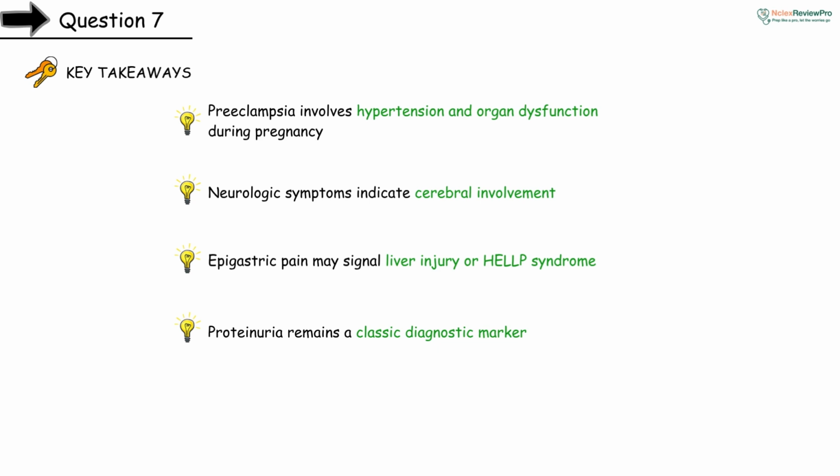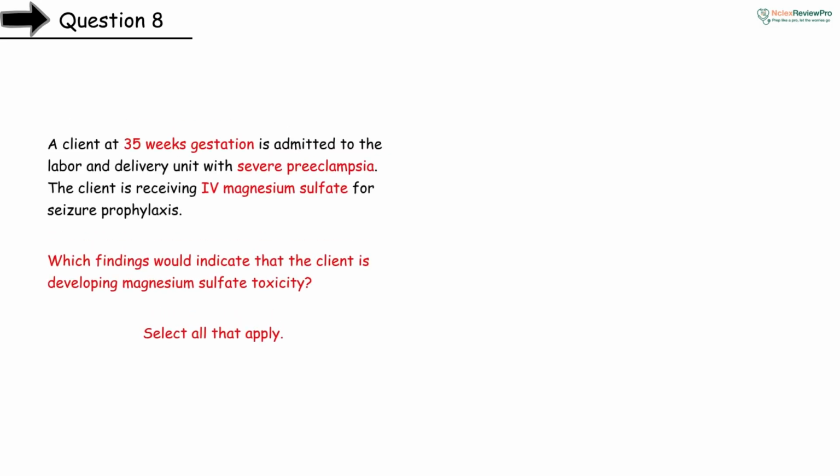Now let's move on to the next question. Question 8. Select all that apply. All right, let's break this down. We have a client at 35 weeks gestation with severe preeclampsia who is receiving magnesium sulfate for seizure prophylaxis. And the question is asking, which findings would indicate that the client is developing magnesium sulfate toxicity?